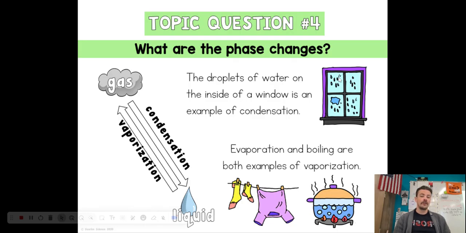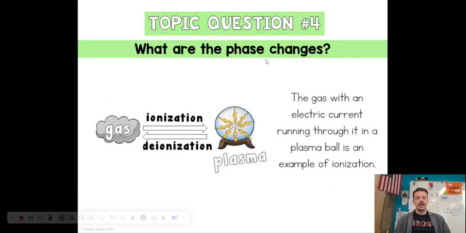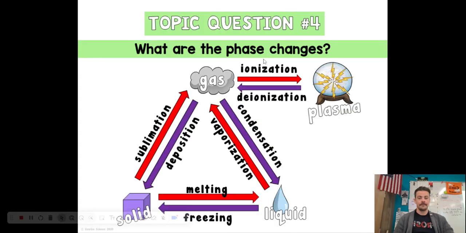The droplets of water on the inside of a window are an example of condensation, where gas changes into a liquid. And evaporation and boiling are both examples of vaporization, where a liquid changes into a gas. Ionization and deionization. So the gas with an electric current running through it in a plasma ball is an example of ionization, and that causes plasma to occur.